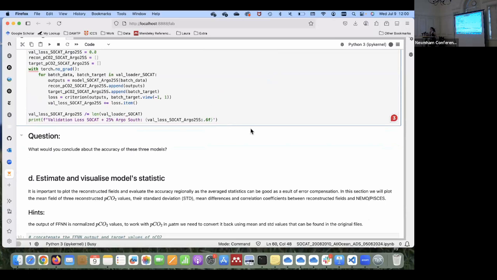Has anyone already completed this step? I believe so, because I'm running a bit behind. So can you just give us a number? When you do this step, you should print out the validation loss for the three different models.